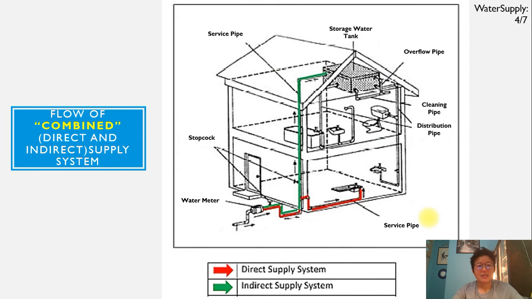Okay, now here, this is a combined system. Alright, take a look at it. Okay, all water will be coming from the main, right? Nicely come in. Let's take a look at the direct system. That's a red line. Okay, it comes in. Where does it go? Pop, pop, pop. It goes into your kitchen sink.